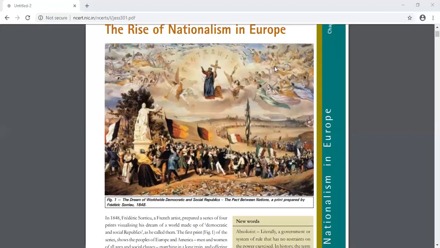And as we have already discussed, in the foreground, the artist depicted the shattered remains of the symbols of absolutist institutions, that means monarchical. In his idealist vision, the people of the world are grouped as distinct nations, identified through their flags and national costumes. Leading the procession are the United States and Switzerland, which were already nation states at the time.